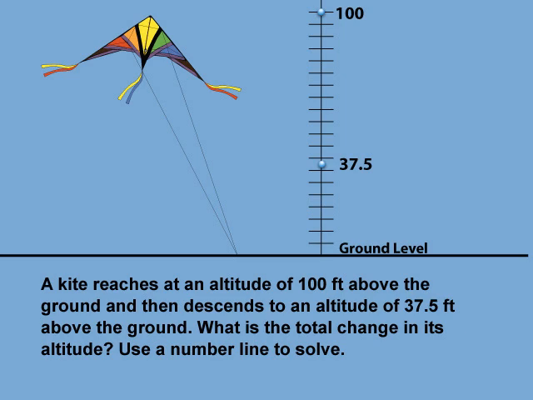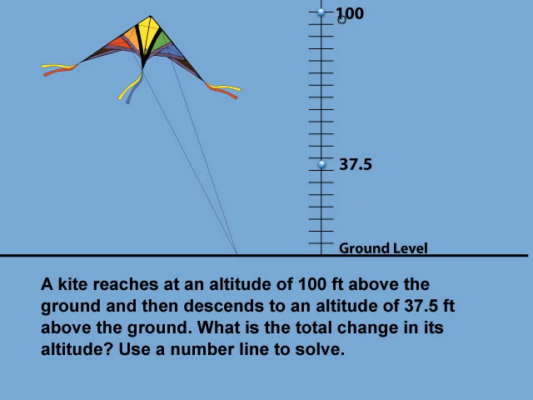A kite reaches an altitude of 100 feet above the ground and then descends to an altitude of 37.5 feet above the ground. What is the total change in its altitude? Use the number line to solve. This number line shows the 0 mark, which is ground level, 37.5, and 100. Each tick mark represents a change of positive 5. If you start at 0 and count by 5 for each tick mark, you can verify the graphs of the 2 points.